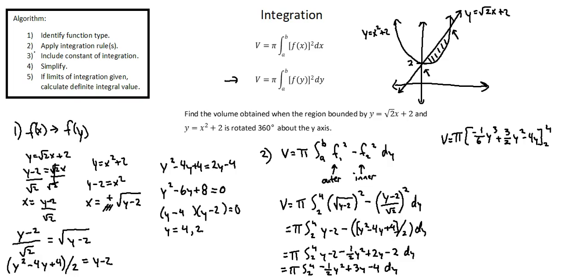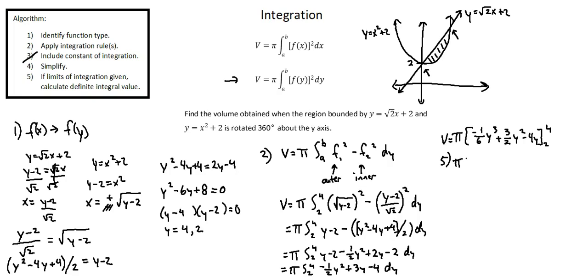Going up to our algorithm, since this is a definite integral, we won't include a constant of integration. Our simplification was done in step 2 as part of the algebra before integration. Let's go on to step 5. We do have limits of integration, so we will apply those limits.